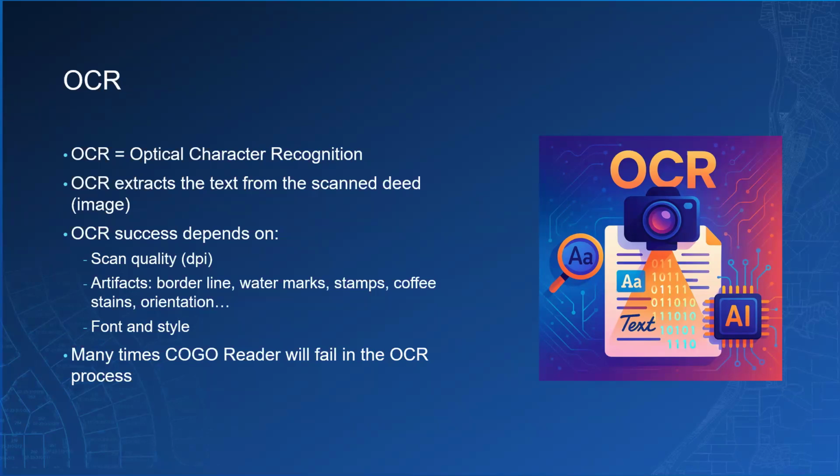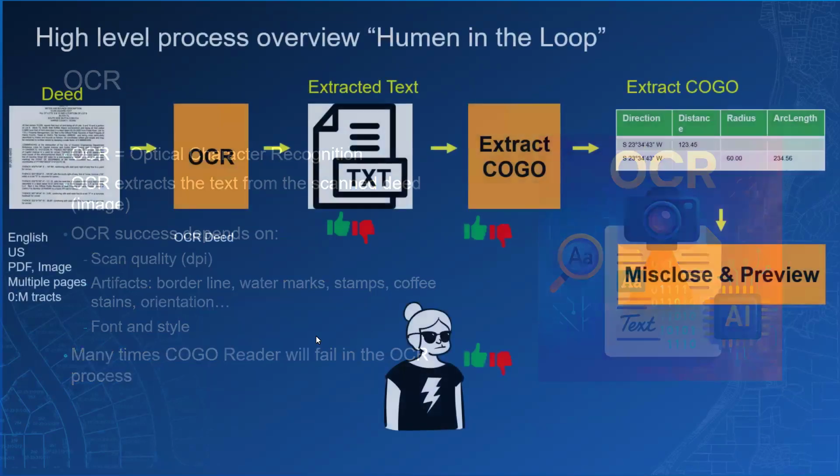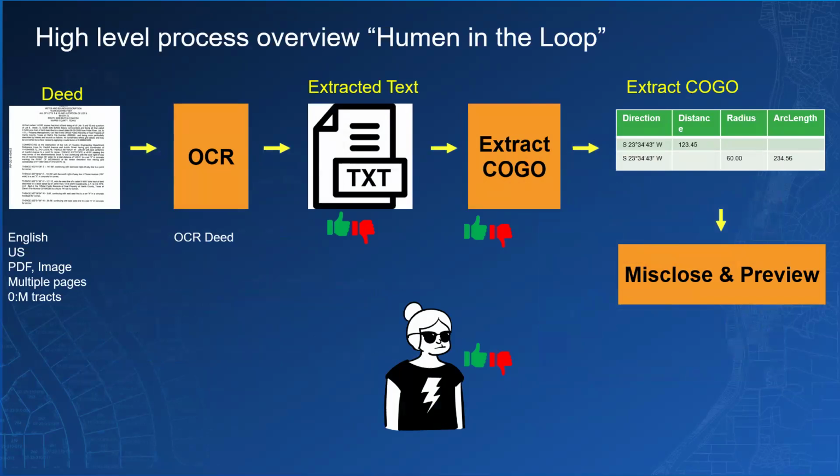Many times, COGO Reader will fail in the OCR process. So that's where you'll see one document work fine, and you can review the text that's being generated. We'll do that soon, and you'll see some of it worked better than others. So one of the things that were important for us when we designed COGO Reader was to always have human in the loop. We've been doing also experiments with AI and so on. And we saw that many times the process becomes this black box that always gives you an answer, but sometimes it hallucinates and gives you the wrong answer.